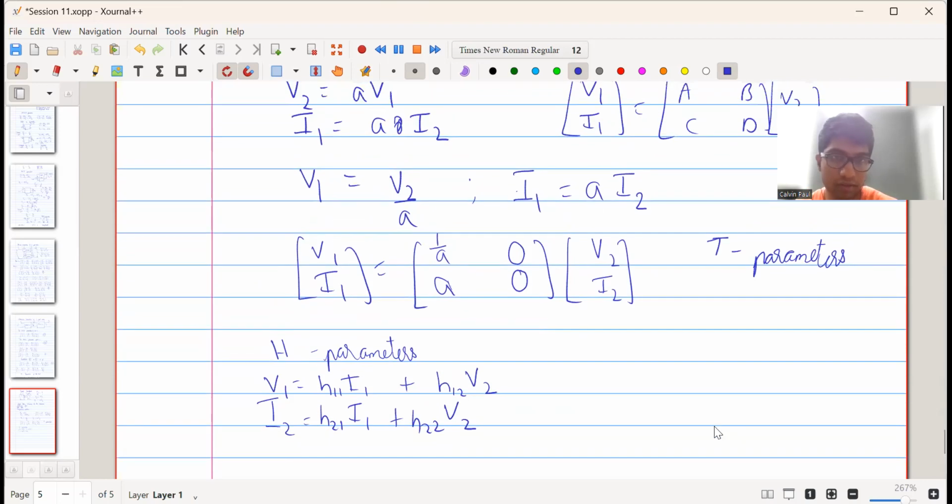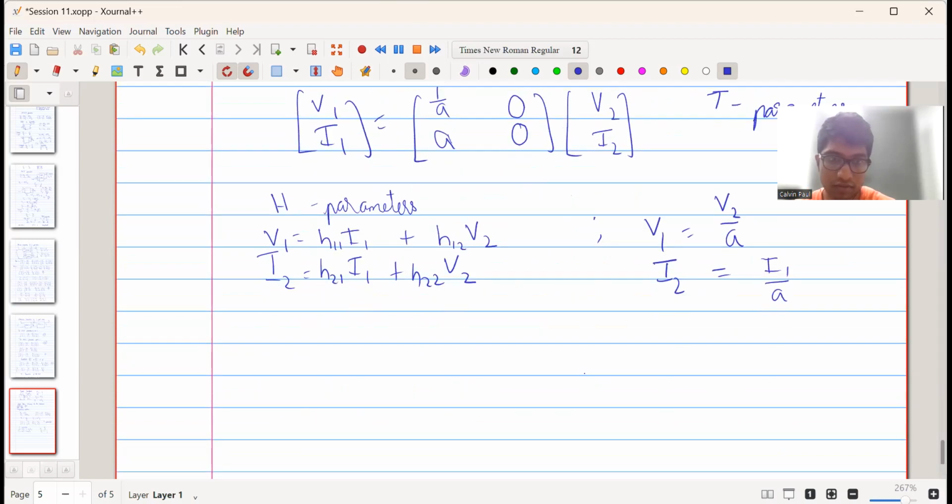Then when we compare these equations, V1 is equal to V2 upon A. Similarly, I2 is equal to I1 upon A. We get H11, with V2 equal to 0, as 0. H12, with I1 equal to 0, is 1 upon A. Similarly, H21 also comes out to be 1 upon A, and H22 comes out to be 0.